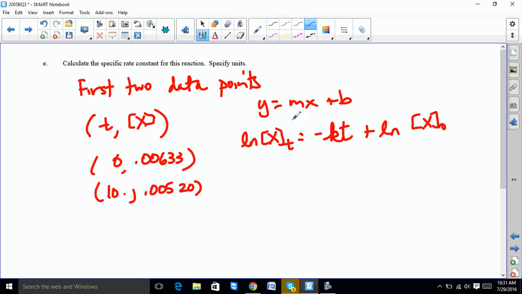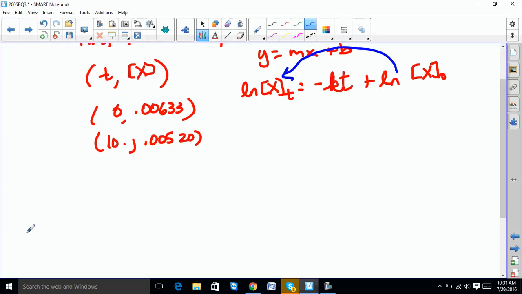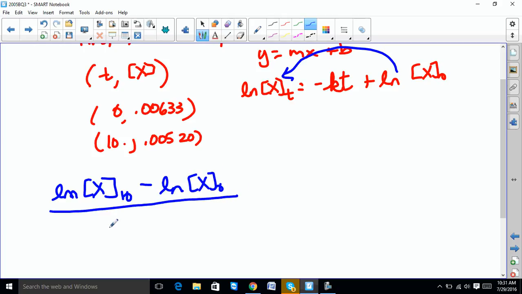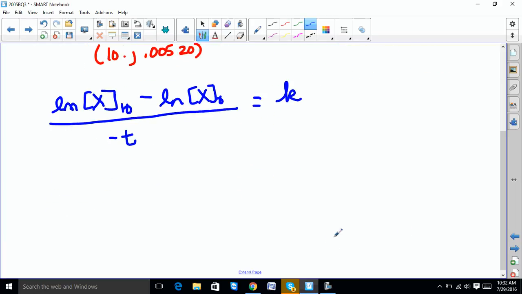I'm going to switch colors here quickly. Notice that they want us to solve for k. So the first thing I would do is put this over here, and then I would divide both sides by negative t, and I would just do the math ahead of time. They don't really do that on the scoring guidelines, but that's what I would do. The ln of x at 10 minutes minus the ln of x at 0 minutes divided by negative t equals k. Okay, so I took this over here and I divided. Now what happens is you can just plug this into a calculator.